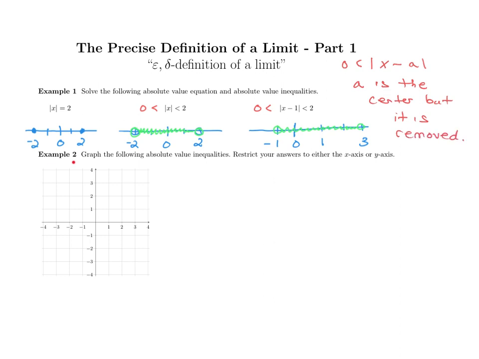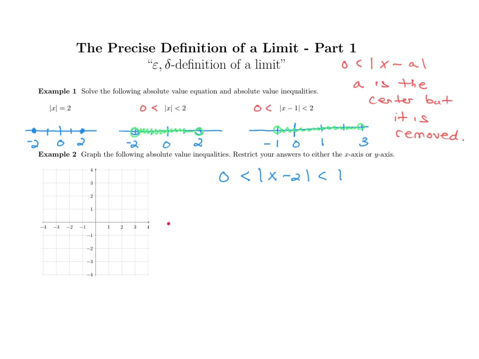Let's continue in example 2. Same idea. I'm going to state a few absolute value inequalities, and I want to graph them in the xy plane. Some will depend on x, others will depend on y, and depending on which it is, I want to restrict our answers to either the x or the y axis. So to start with, I want to graph, how about this? The absolute value of x minus 2 is less than 1, but also greater than 0. Since I put this x here, I want to draw our answer and restrict it to the x-axis.